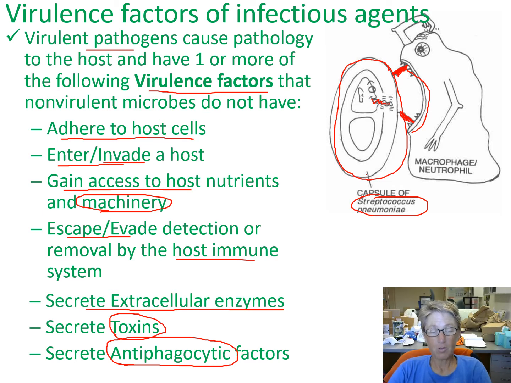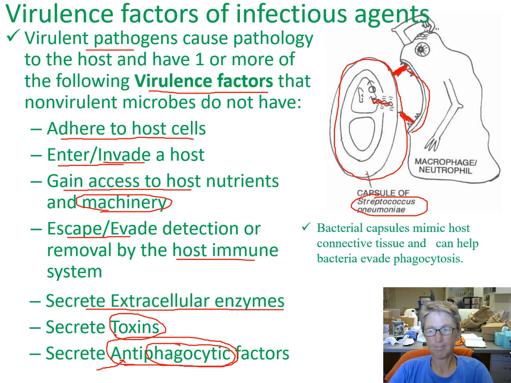So that means the macrophages and neutrophils try to phagocytize the pathogen. If you are a pathogen and you secrete an anti-phagocytic virulence factor, then the phagocyte can't eat you. So human 0, virulent pathogens 1.